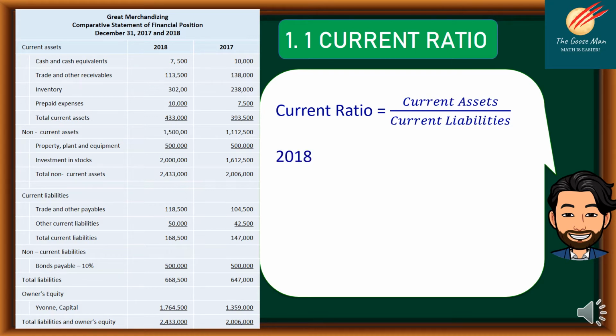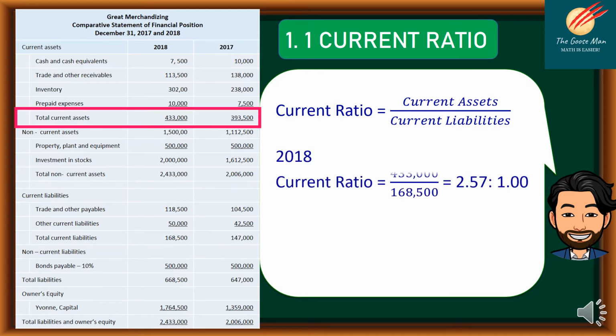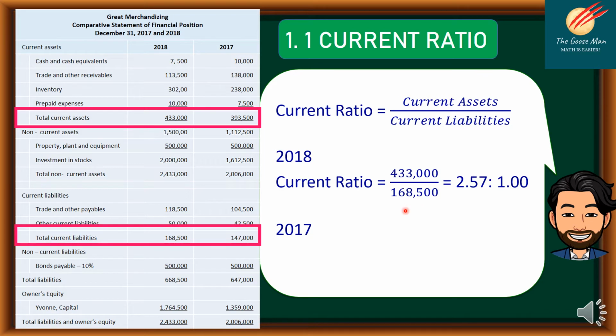So as of 2018, we have the current ratio is equal to 433,000 divided by 168,500. So this is the same as 2.57 is to 1. While for 2017, the current ratio is equal to 393,500 divided by 147,000, which is the same as 2.68 is to 1.